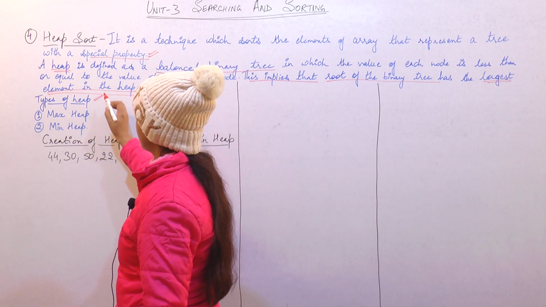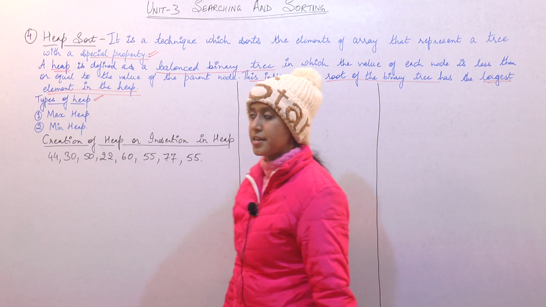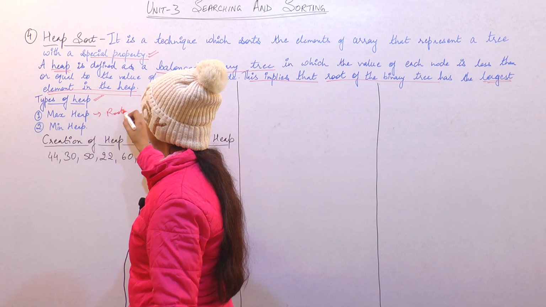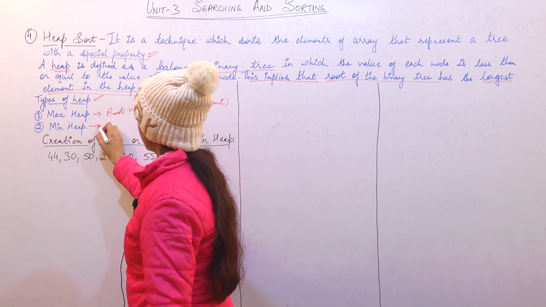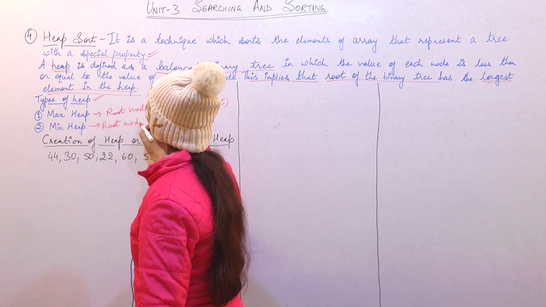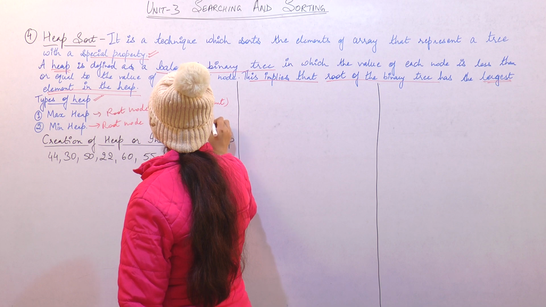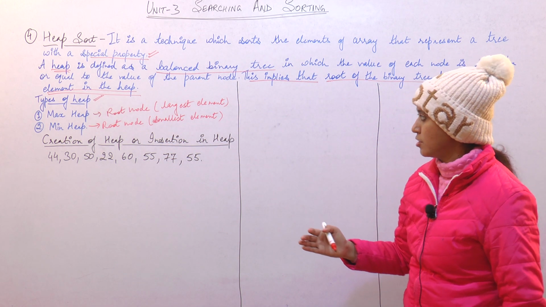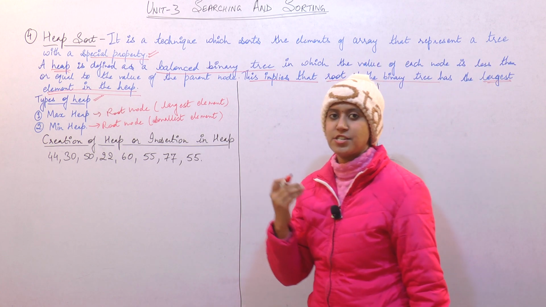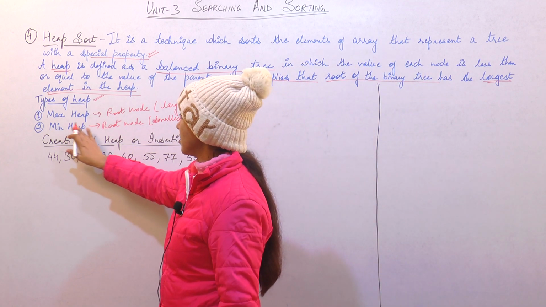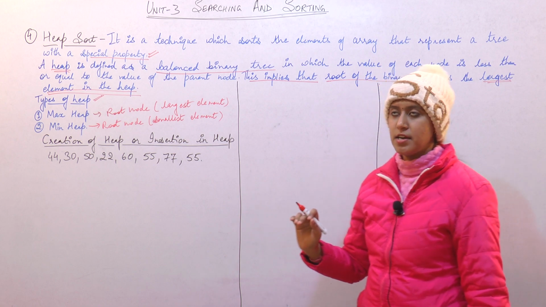Now, talking about the types of heap sort, we have two types: max heap and min heap. Max heap means root node with the largest element, and min heap means root node with the smallest element. So max heap is the balanced binary tree with the root node as the largest element of the tree, and min heap means the root node with the smallest element of the balanced binary tree which we are creating. So these two are the types of heap.